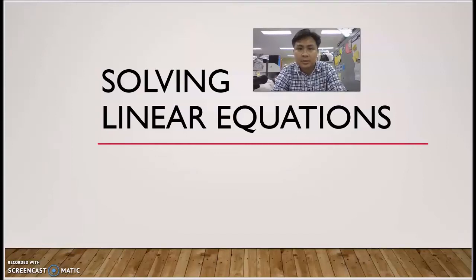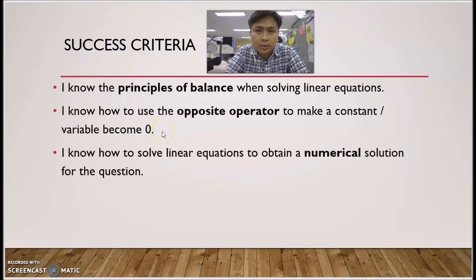Hello everybody, today we're going to learn how to solve basic linear equations. In order to solve a basic linear equation, we need to know how the principle of balance works. That means we need to know how exactly a balance works. After we understand the principle of balance, we need to know how to choose a suitable operator such that we can make our unwanted terms become zero. Once we have done that, we will want to solve the linear equation to obtain a numerical solution.